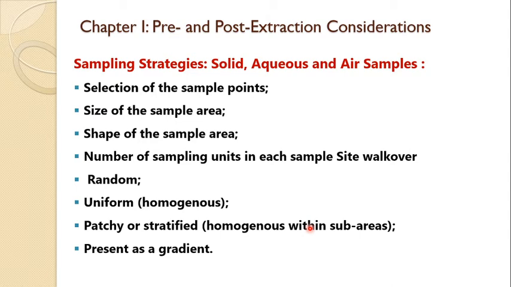After the pre-sampling issues, then you go for the analysis, and first you select the strategy regarding this point, that is the selection of the sample points. How many sample points you have to select, or where is the site? Then the size of the sample area, the shape of the sample area, the number of sample units in the sample site, and whether it is random or uniform. All these you first have to select and then go for the collection of that sample.